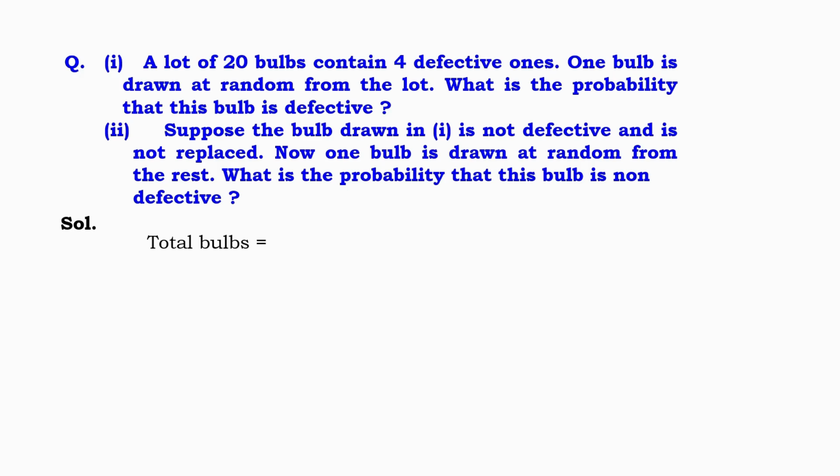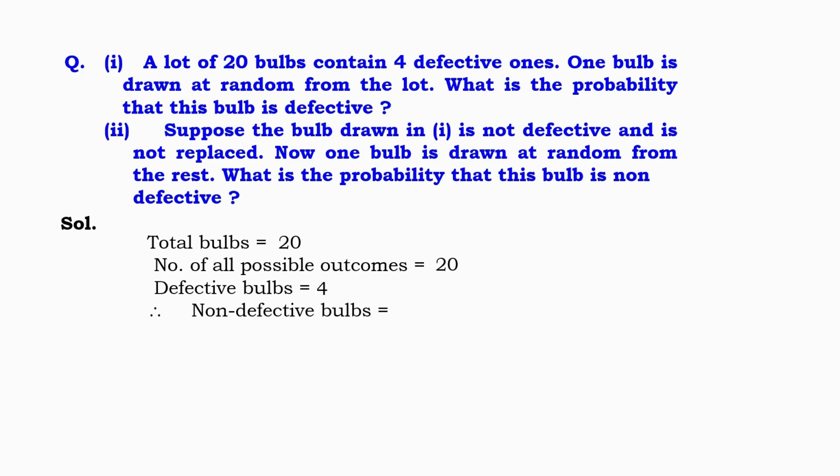So there are a total of 20 bulbs, out of which 4 are defective ones, and one bulb has to be picked at random from the lot, and we need to find the probability of the bulb being a defective one. So total bulbs here is 20, so the number of all possible outcomes equals 20. Now how many are defective bulbs? There are 4. So defective bulbs equal 4. Then what will be the non-defective bulbs? That will be equal to 20 minus 4, equal to 16.